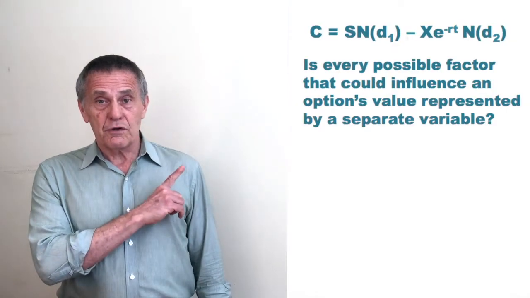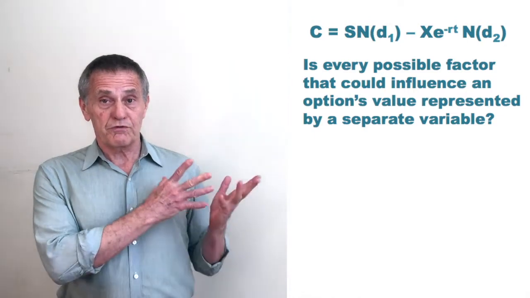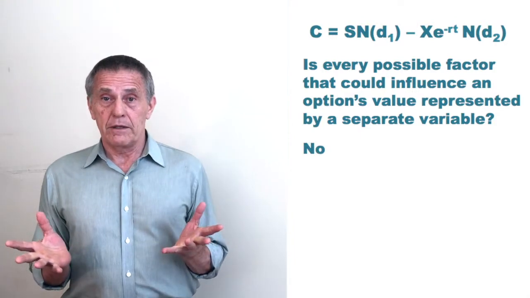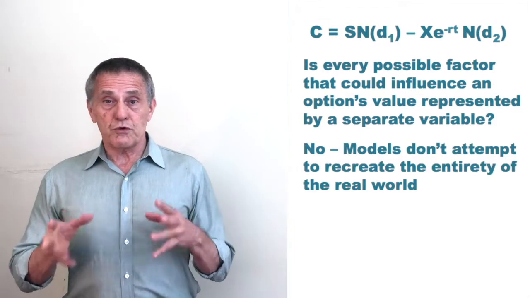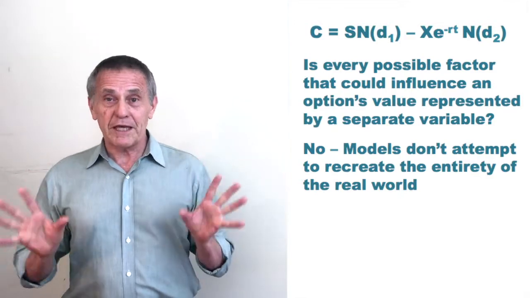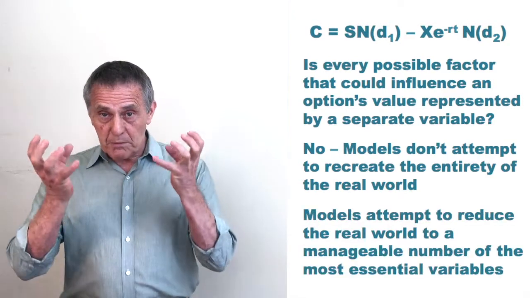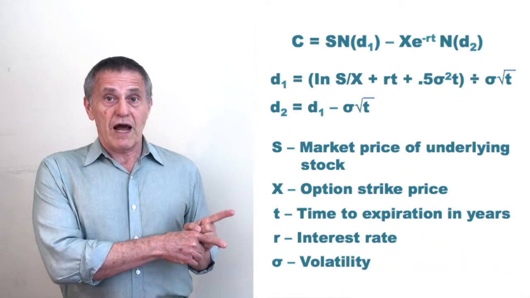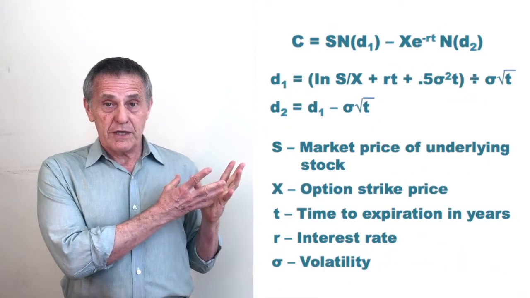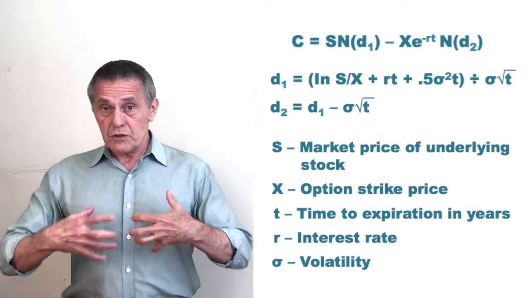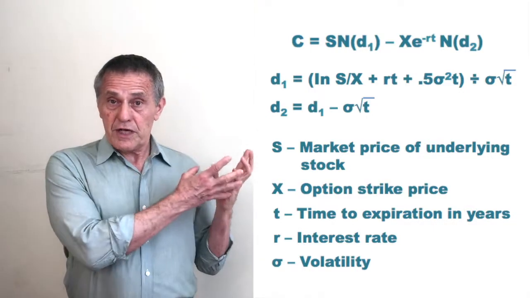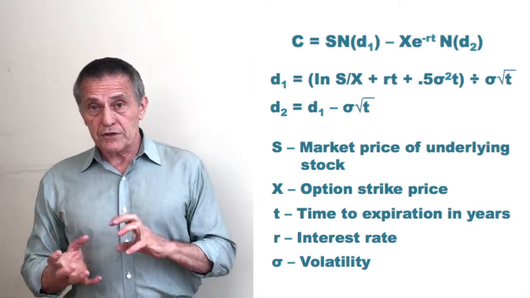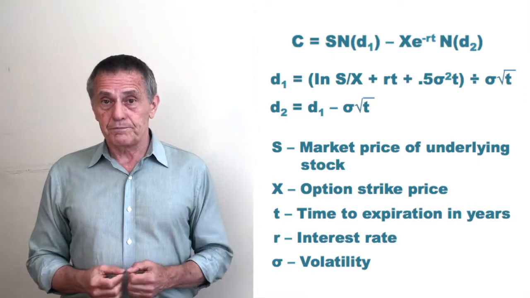Is everything that could possibly affect the price of an option reflected in the Black-Scholes formula? Obviously not, it's a model. Models don't attempt to recreate reality. Reality is way too complicated and too messy. Models attempt to boil reality down to its bare essentials. What are the primary drivers of the variable of interest? And by understanding how changes in those primary drivers are related to changes in the variable of interest, in this case the price of the option, we can better understand the factors that will drive value.